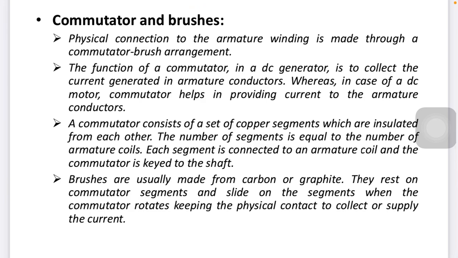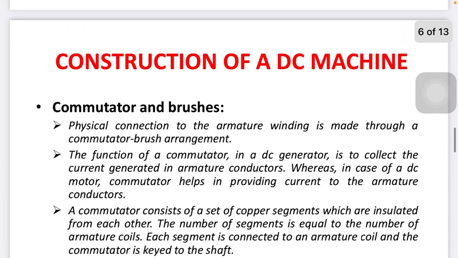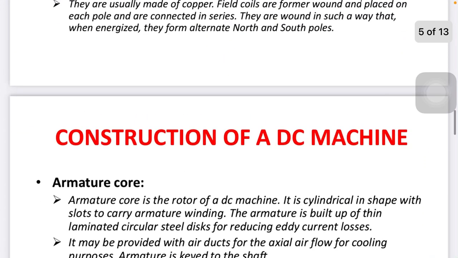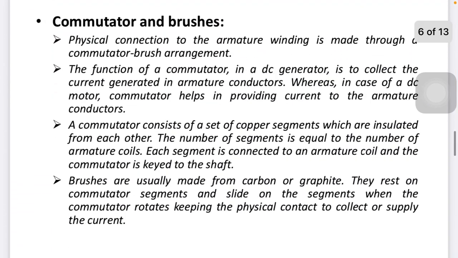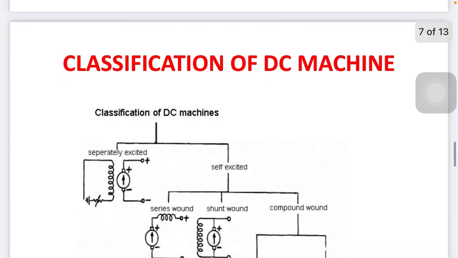Next, the brushes are usually made up of carbon or graphite. They rest on the commutator segments and slide over them as the commutator rotates, keeping physical contact to supply the current. So these are the basics about the commutator and brushes, armature and armature core, pole, yoke, pole shoe and field winding. In the GTU exam, the question may be like: explain the construction and working principle of the DC motor. You need to write like that.